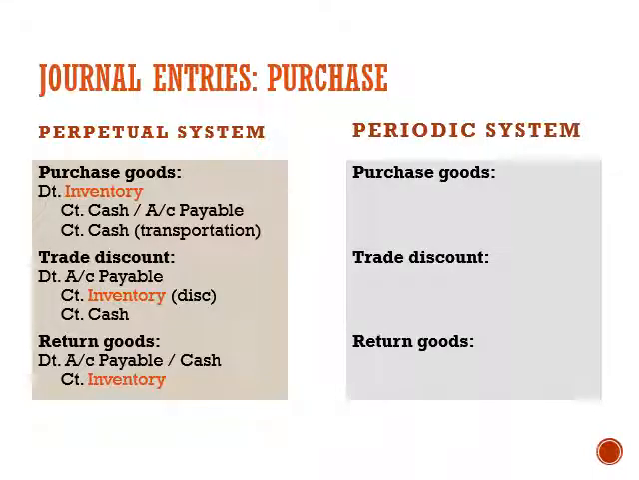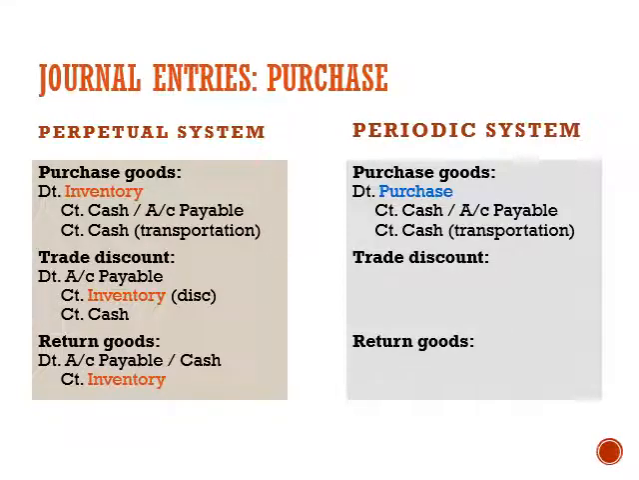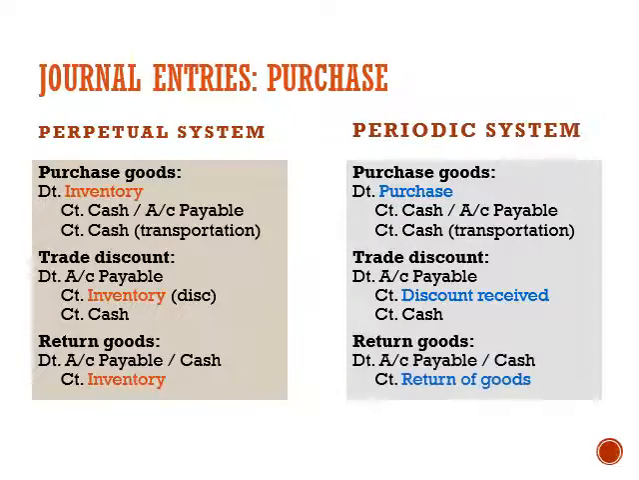Under the periodic accounting system, when we purchase goods, instead of recording the cost in the inventory account, we record it in the purchase account, while the rest of the journal entry is the same. When we receive trade discount, instead of reducing the discount amount in the inventory account, we create a discount received account as a contra account for the purchase account. And when we return some goods purchased, we will create a return of goods account.